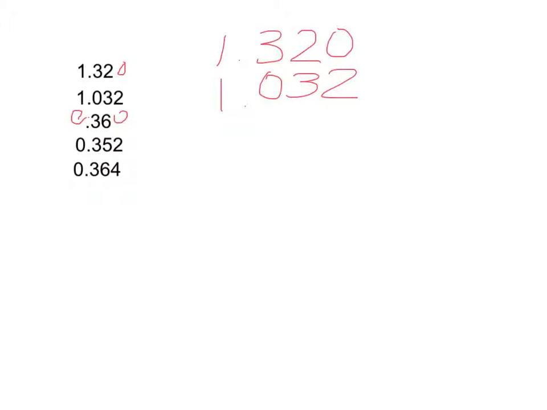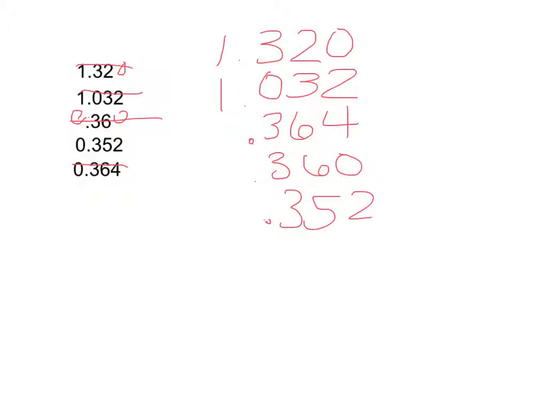Now we'll move on to look at our next digits. Here we have 360, 352, and 364. When we think about them as whole numbers like that, 360, 352, 364, we can see that 364 would be the next largest. I'll even cross off the ones we've used. And then we can see that 360 is greater than 352. So we'll write 360 thousandths. Cross that one off. And our last one left is 352 thousandths. So that's one way that we put them in order.